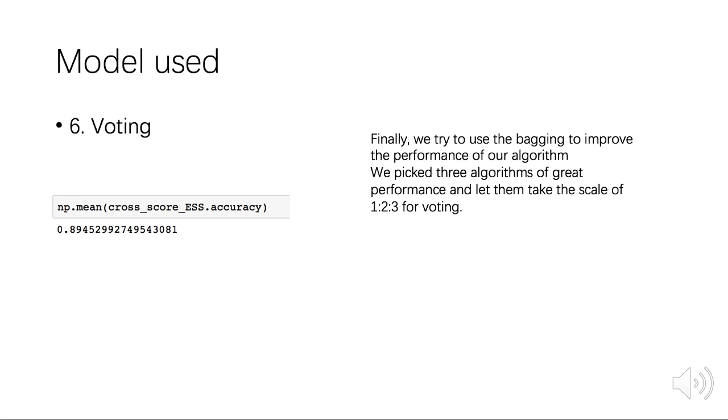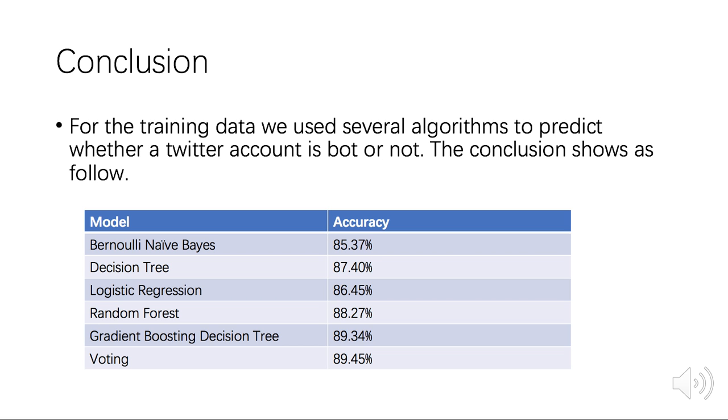The model we used is voting. And finally, we try to use bagging to improve the performance of our algorithm. We picked 3 algorithms of great performance and let them take the scale of 1 to 2 to 3 for voting. So, for the final training data, we used several algorithms to predict whether a Twitter account is a bot or not.